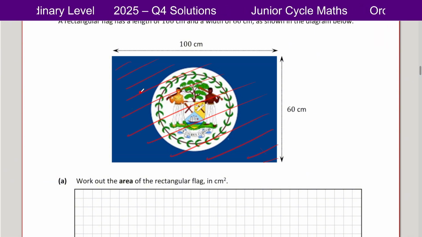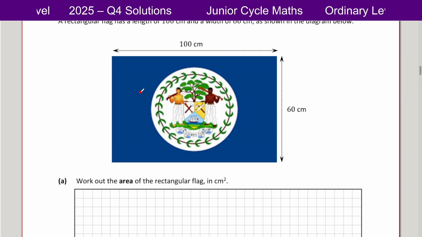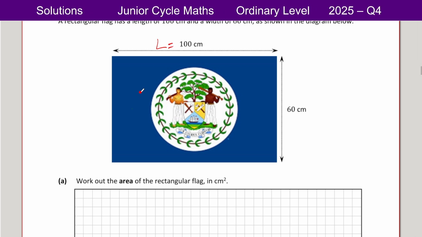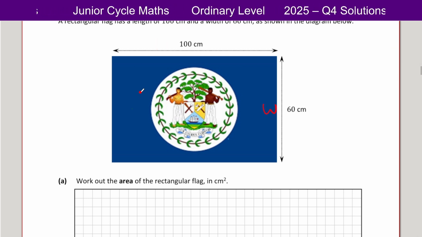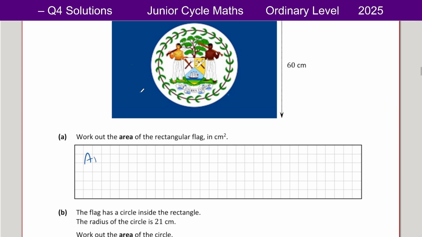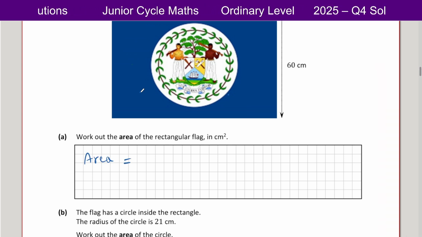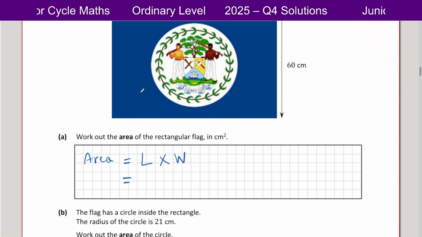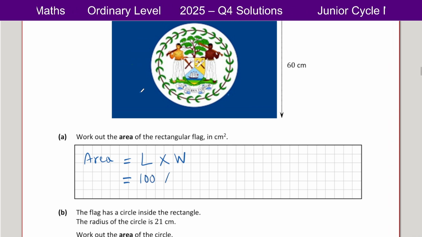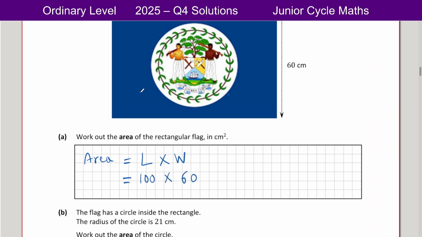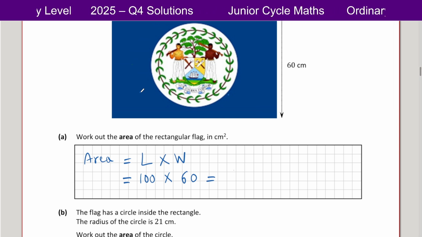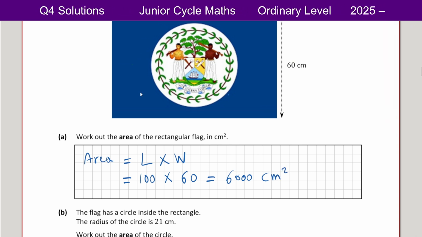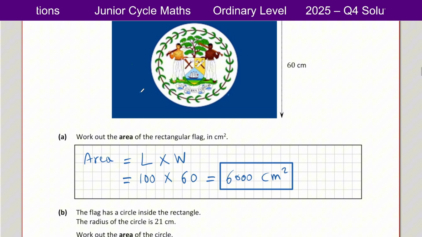As you know, since we have a rectangle and we need to find the area, all we need to do is multiply L, the length, by the width. So area equals L times the width. The length is 100 and the width is 60, and that gives me an answer of 6,000 centimeters squared. So that's the correct answer for the first part.